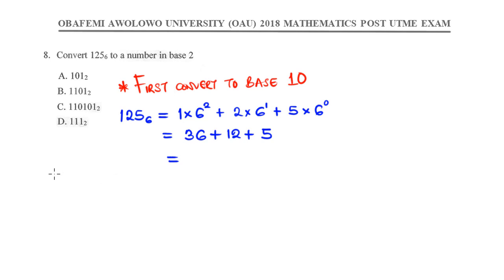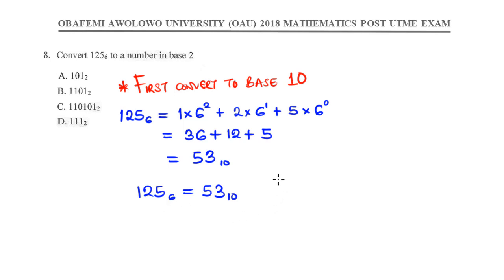36 plus 12 plus 5 will be 48 plus 5. That will be 53. That will be 53 base 10. So 125 base 6 is actually 53 in base 10. So now we have 53 in base 10 that we want to convert to base 2.